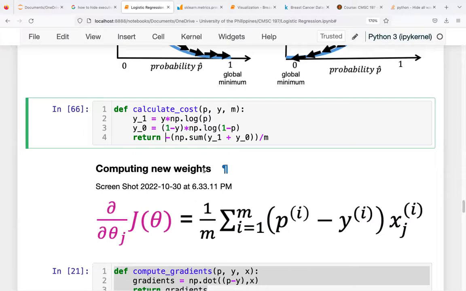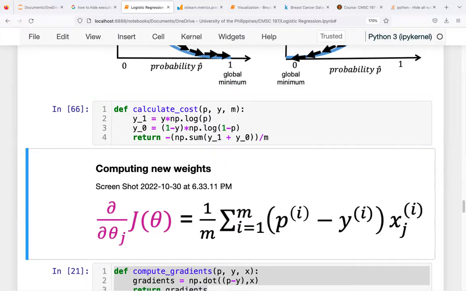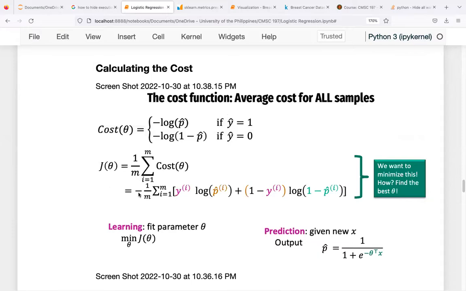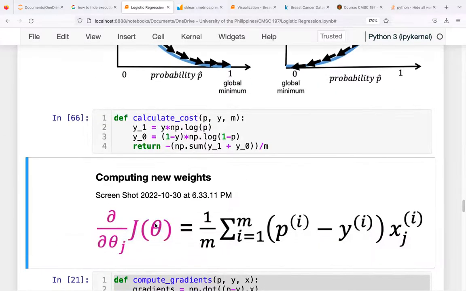Okay, and now let's compute the new weights. So how do we compute the new weights? To compute the new weights, we must make some changes to theta. Okay, so we are going to compute the partial derivative of the cost function. So this is the cost function. We must take the partial derivative with respect to the change in weight.